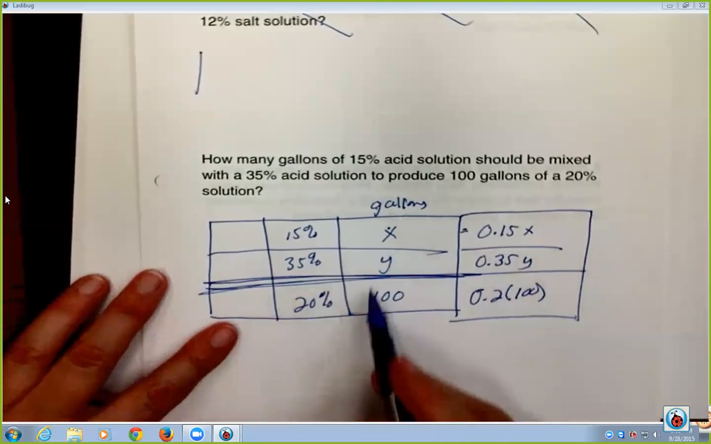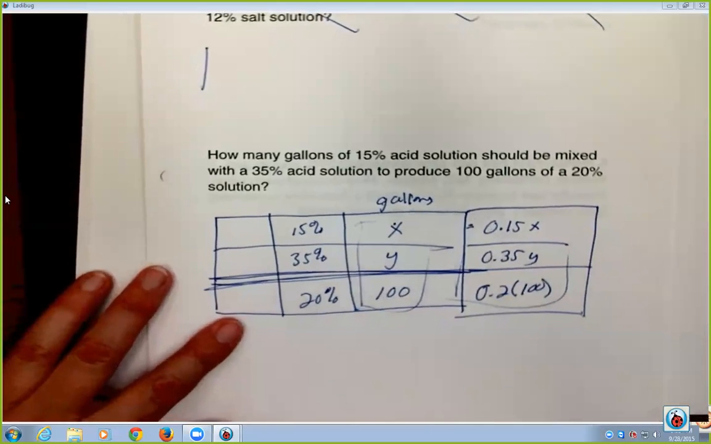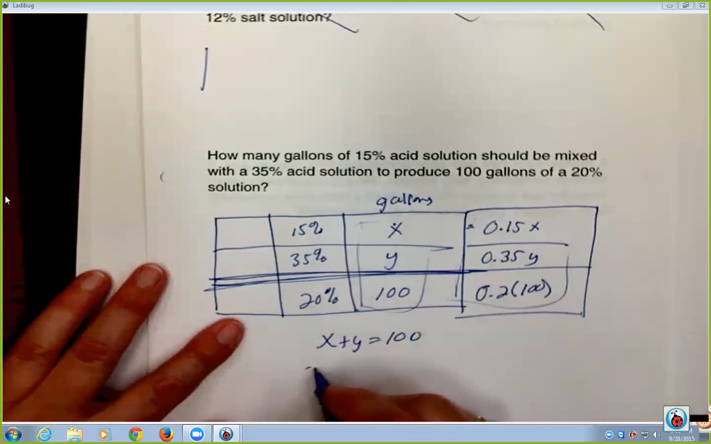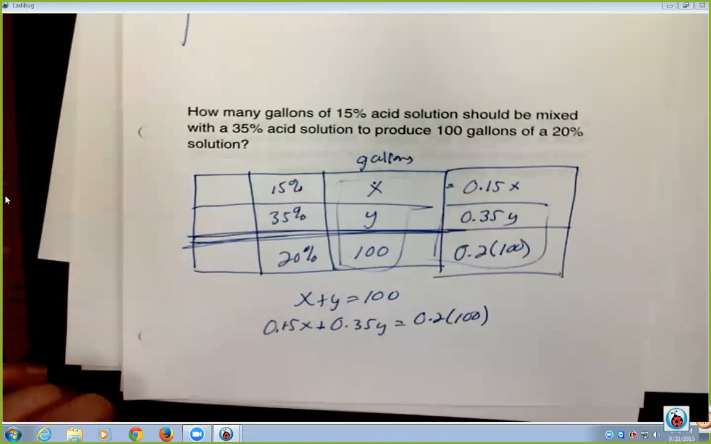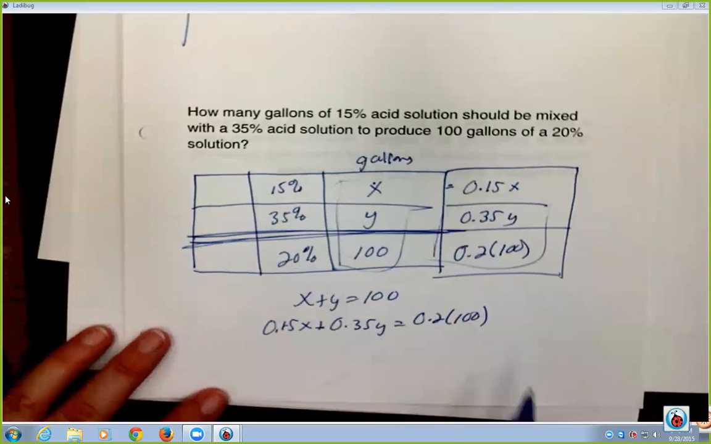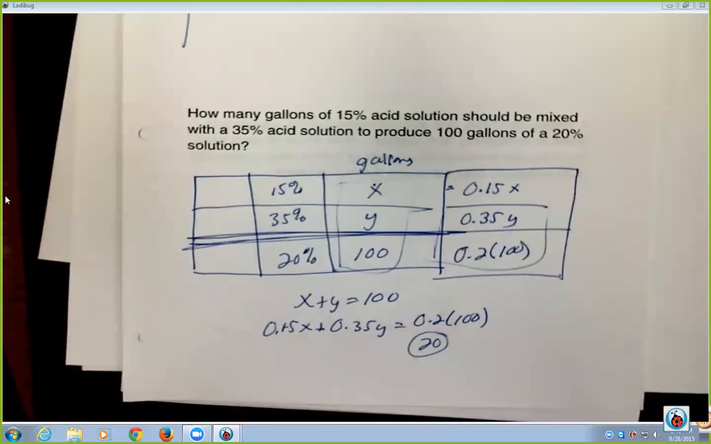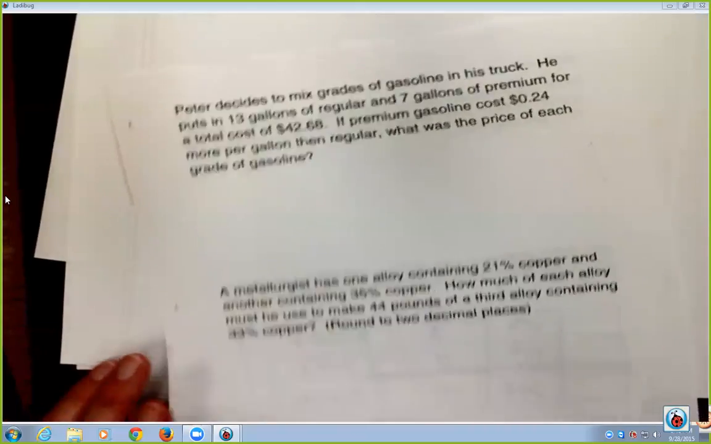And your two equations, if you chart stuff, are right there. So my first equation is x plus y equals 100. The second equation is 0.15x plus 0.35y is equal to 0.2 times 100. And make sure you multiply this piece out and end up replacing it with 20. Don't put it in as a math problem into your matrix, because it will not solve it, okay? So it won't solve that one.